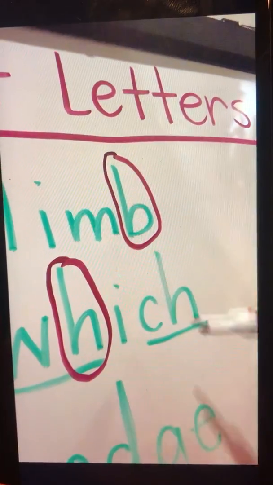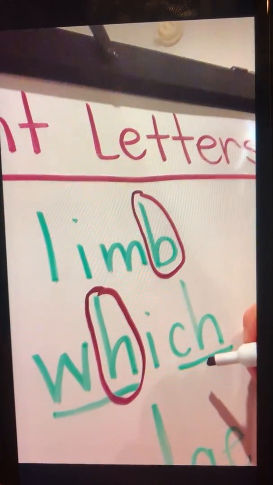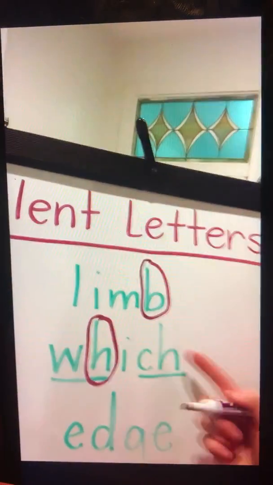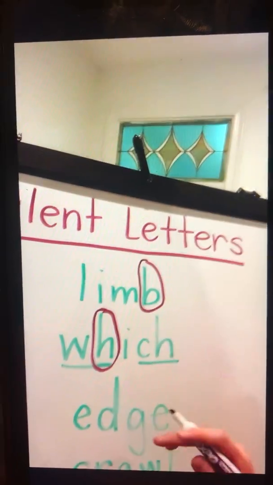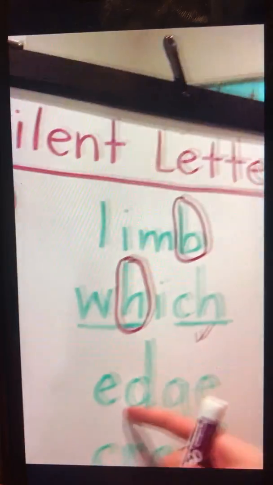The C and H actually, they together make a sound that no other letters make. So neither of them are silent. They kind of are like a team that always makes this sound together. So neither of those are silent. They're good. They check out. Good. What about this next word?